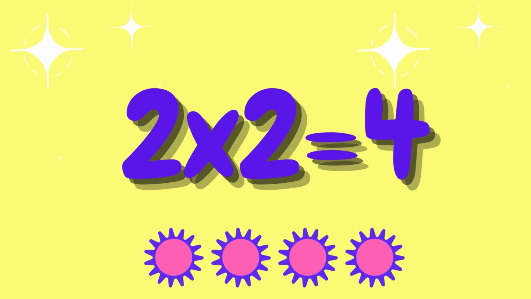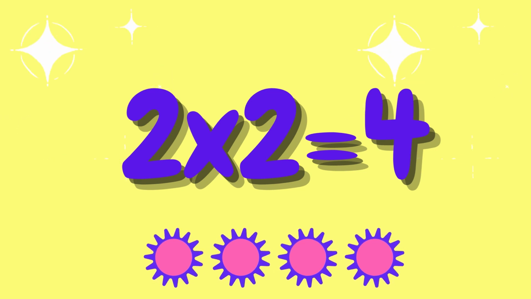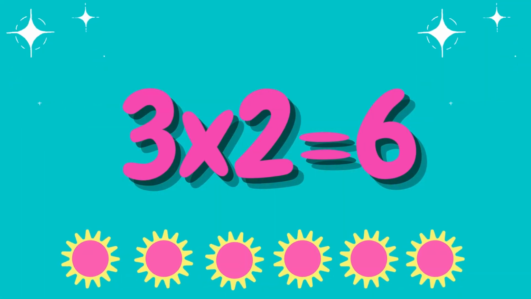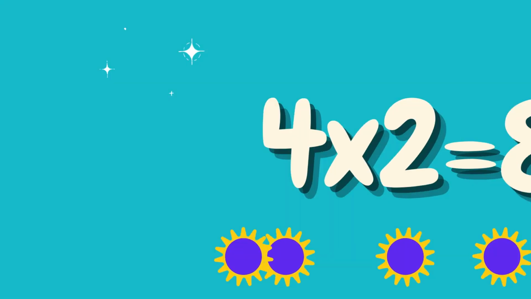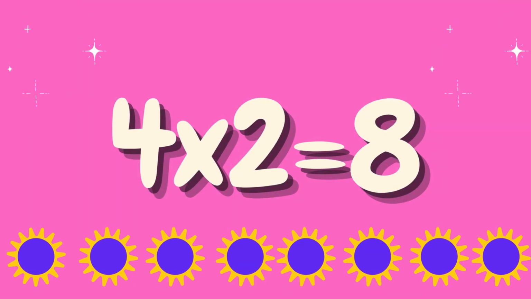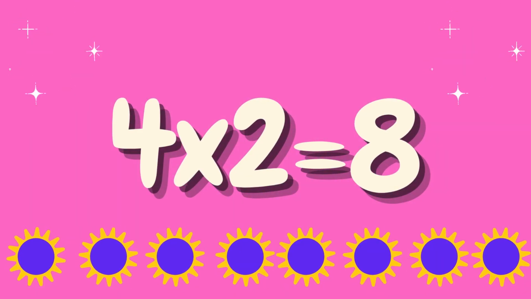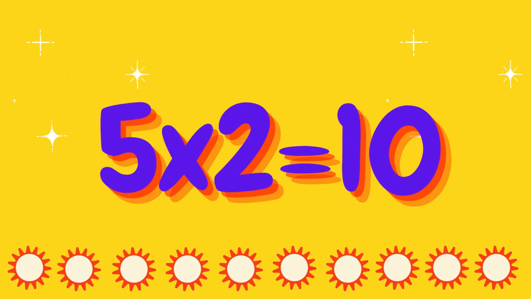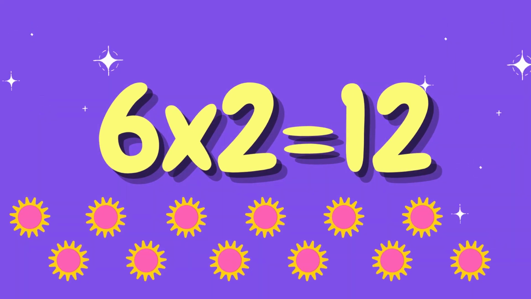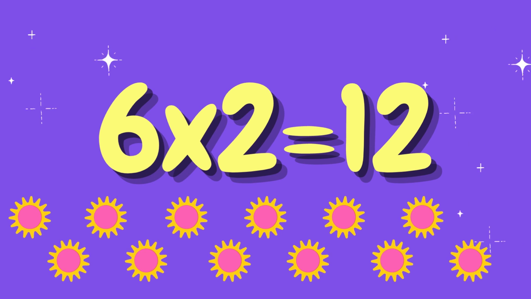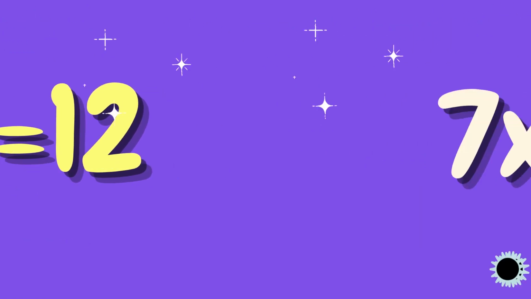1 times 2 is 2. 2 times 2 is 4. 3 times 2 is 6. And 4 times 2 is 8. 5 times 2 is 10. And 6 times 2 is 12.